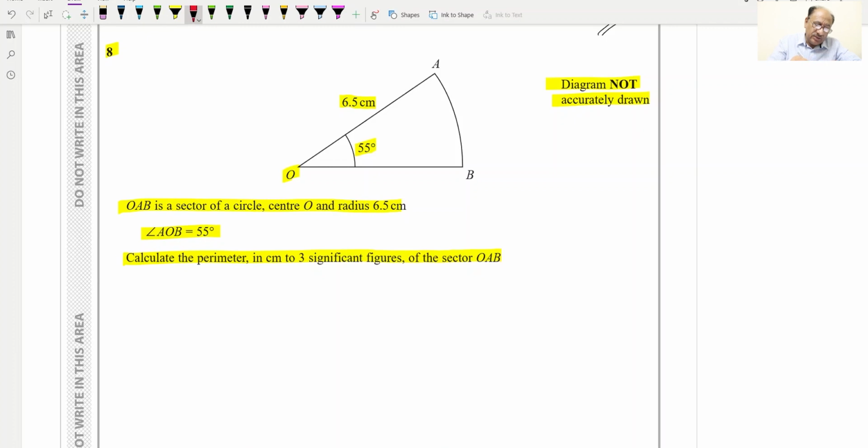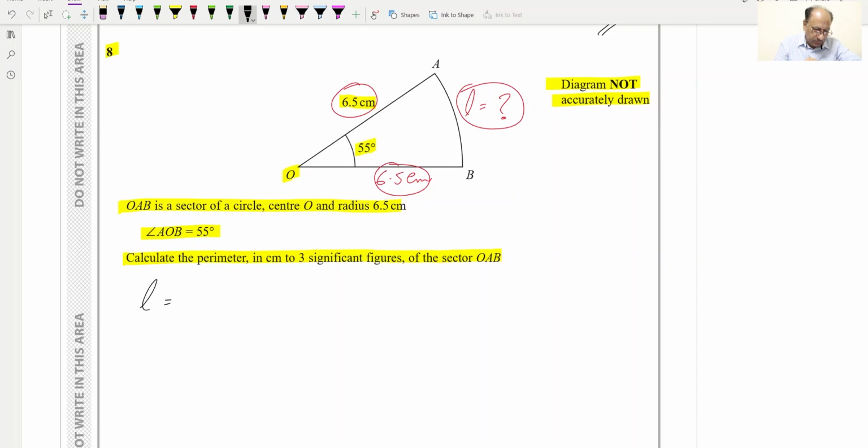So one side is 6.5, the other sides will also be 6.5 radius, and this is basically the length L which we need to find. If we find this length and add this plus this plus this, this will be our perimeter, which is required in this case. So first of all we need to find the value of L. For L we have a formula.